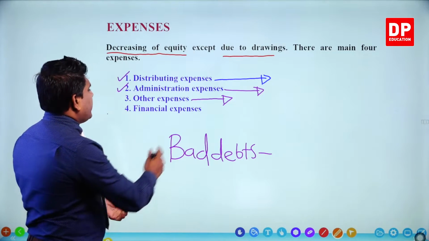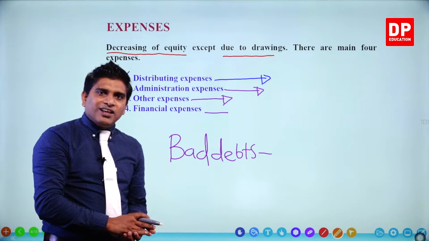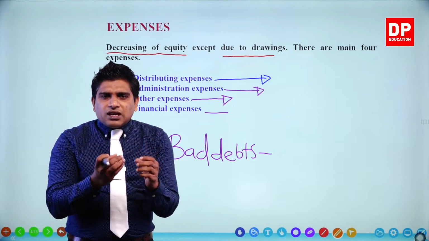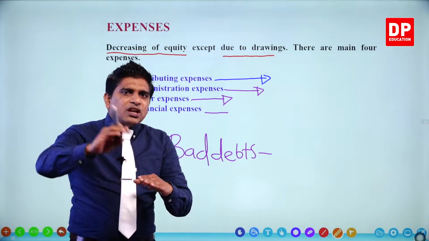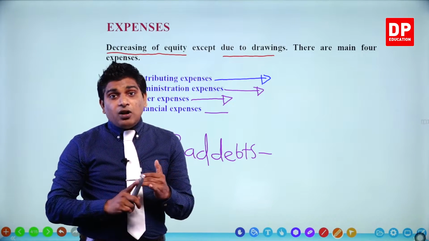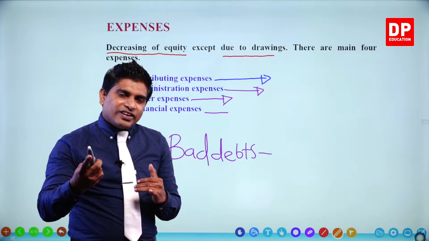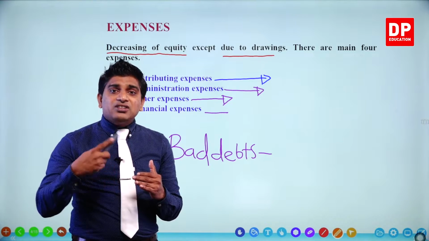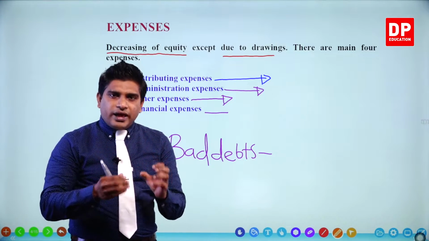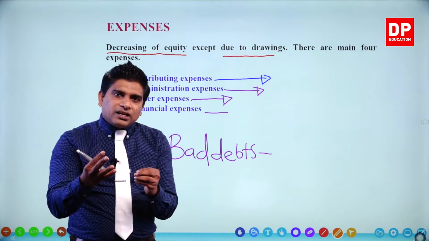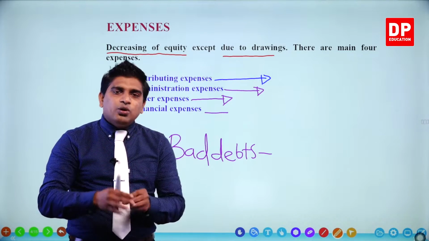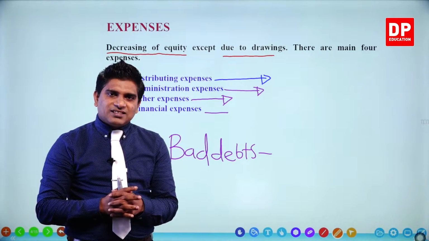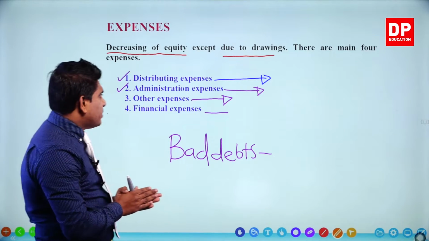Finally, financial expense. Financial expenses are connected every time with financial-related activities. Bank loan interest is a financial-related activity. Checkbook charges, you have to pay money for checks. Checkbook charges, bank charges. These are all expenses connected with financial activity, bank-related activities. So they are called financial expenses.